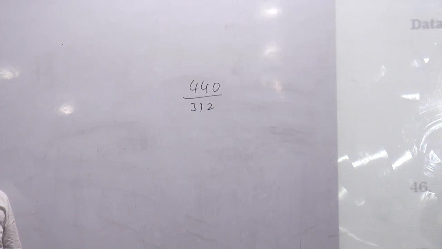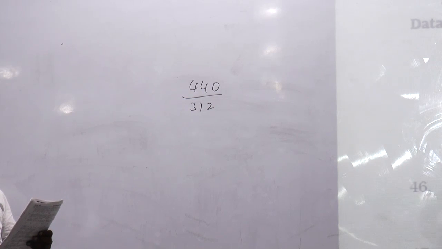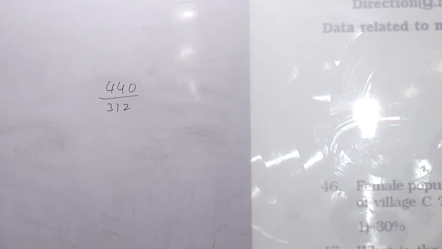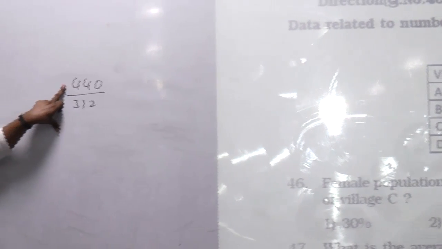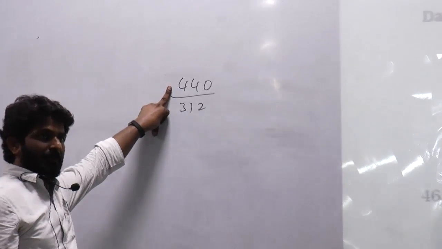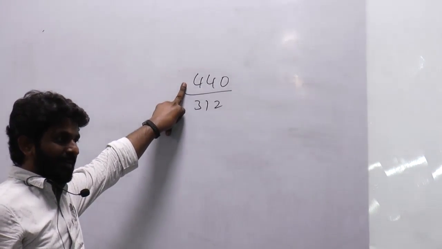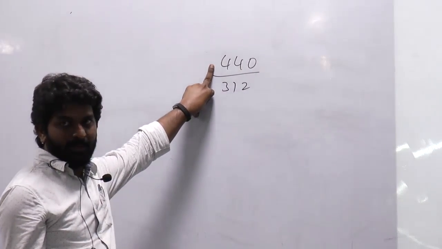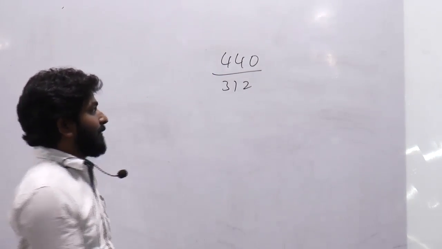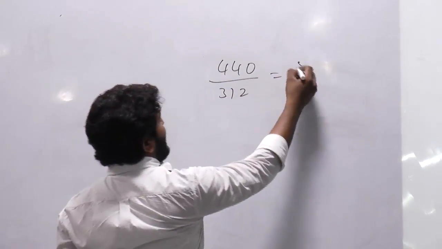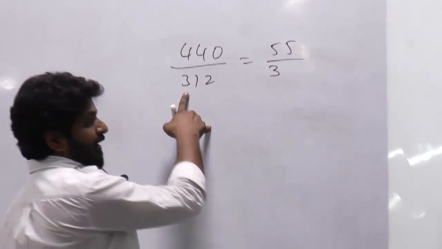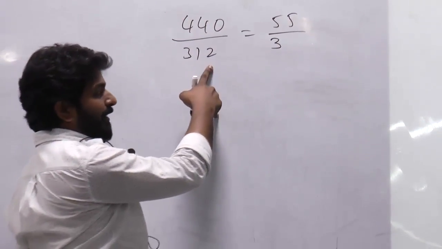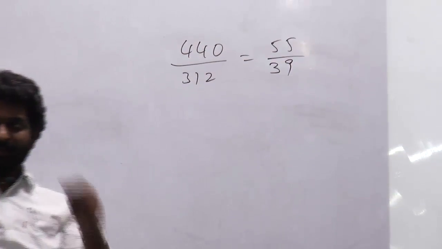Now, look at your first option. Options are nearby 50. First numbers are nearby 50. How will you get 50 from this number? Divided by 9 or divided by 8? Approximate number. Divided by 8. Divided by 8, 5 times and then 5 times. Divided by 8, 3 times, 8 3 is 24. Still you have 72, 9 times, 55 by 39.